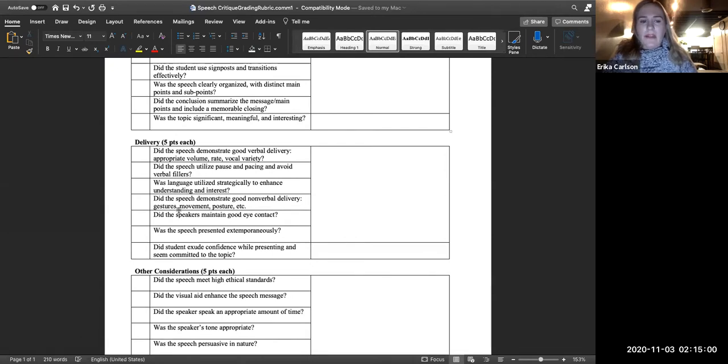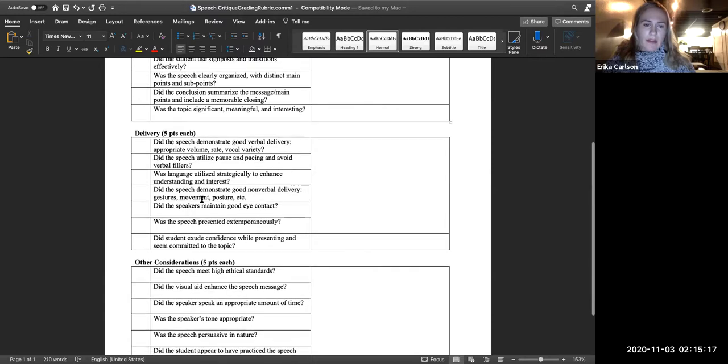Verbal fillers are basically ums or little tics that people may have when they are public speaking. So you're going to want to grade them and make sure that they're not using a lot of ums. It's better to use a pause. So did they use language strategically to enhance your understanding and interest as an audience member?